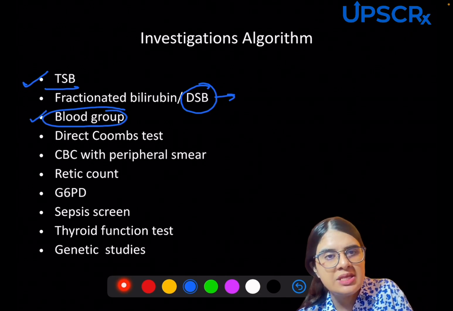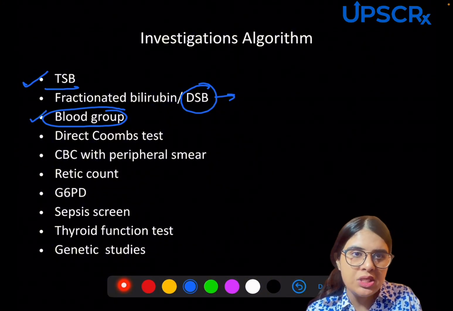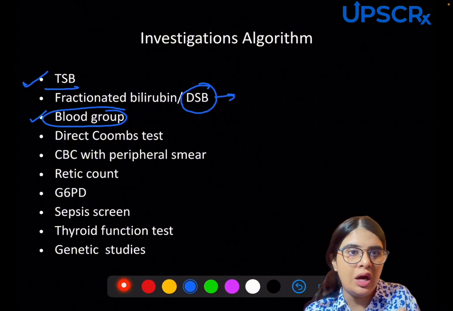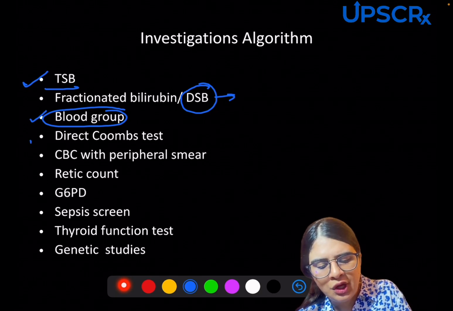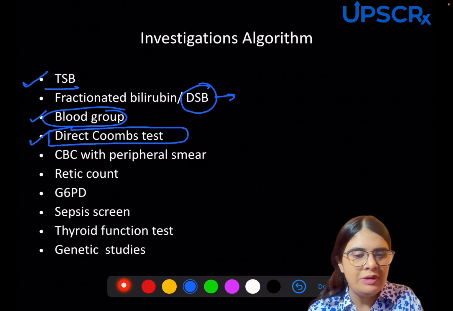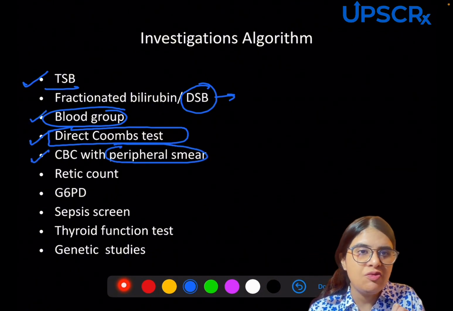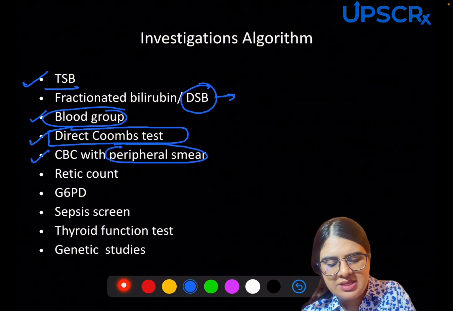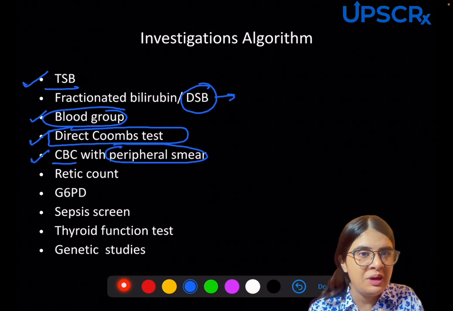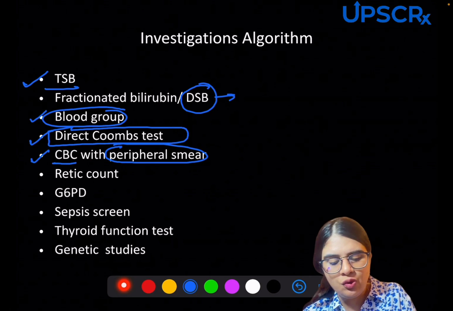If the baby is positive and the mother is negative, then you have to look for Rh incompatibility, so you have to check the blood group. You have to do a direct Coombs test, again done in cases of Rh incompatibility. Then you do a CBC with peripheral smear. In the peripheral smear, you can look for hemolysis. With CBC, you can check the hemoglobin level of the baby, whether the baby has anemia, hemolytic anemia.